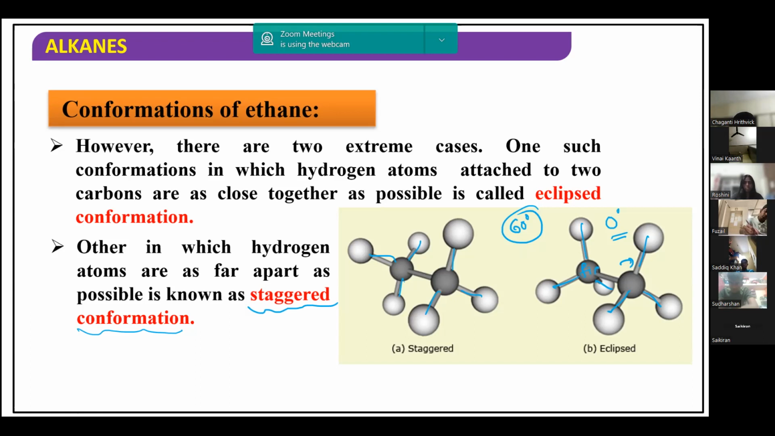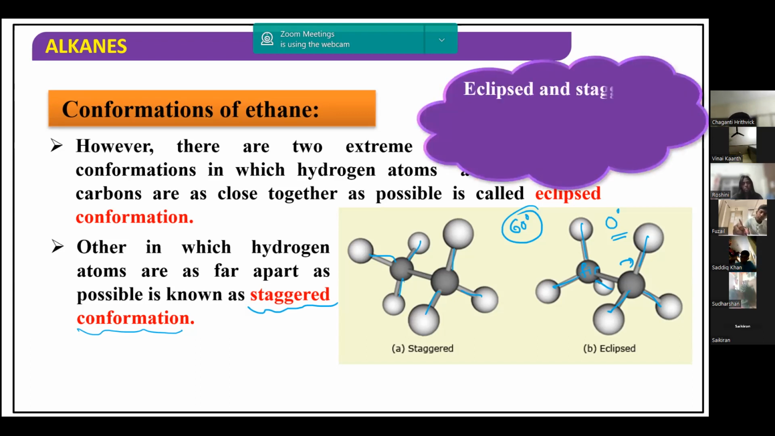When you rotate through 60 degree angle, the dihedral angle in case of staggered conformation is 60 degree. Dihedral angle in case of eclipsed conformation is 0 degree. At 0 degree, the CH bonds of adjacent carbon atoms are nearest to each other. In staggered conformation, the CH bonds are farthest away from each other. These are the two extreme cases we are learning here.